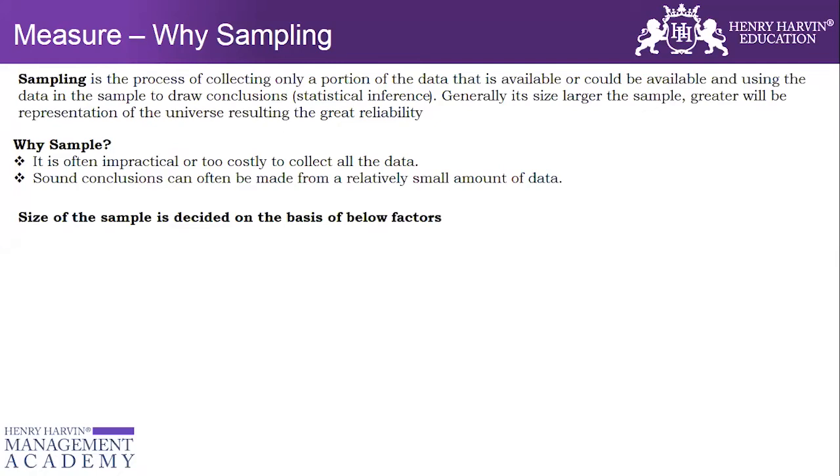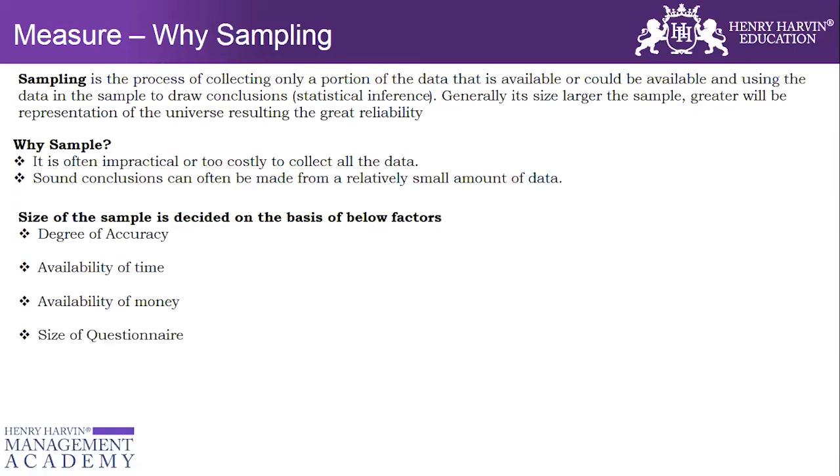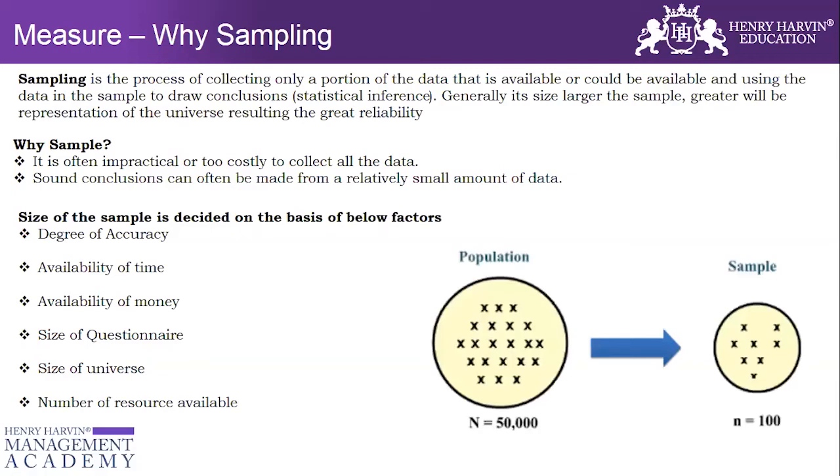The size of the sample is decided on the basis of the below factors: degree of accuracy, because how accurate I want to be. If I want to be accurate, I go for a larger sample size. Availability of time: if I have time available, then I can have a larger sample size, and vice versa. Availability of money, size of the questionnaire, size of the universe, and last but not the least, the number of resources available. All these things depend on the kind of sample size that I'm looking for.